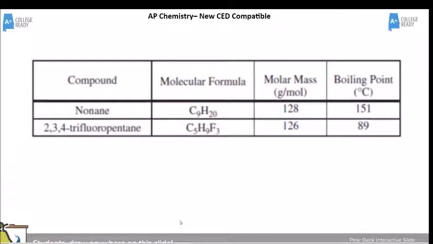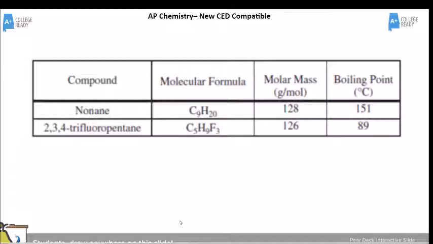So let's take a mixture of nonane and 2,3,4-trifluoropentane. You don't have to know what that is. But if we put them in a flask together and started heating them up, which one would boil away first and which one would be the last one to boil? The 2,3,4-trifluoropentane, because it's got the lowest boiling point. And then the nonane would boil away last because it's got the higher boiling point. So what should be the last liquid in the flask? That should be nonane, because the nonane has the highest boiling point. So it won't boil away.